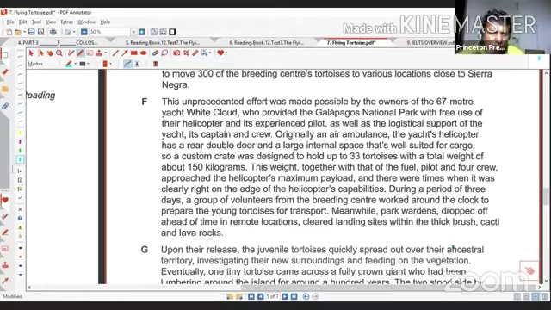Meanwhile, we're talking just about one idea. There's no 2 or 3 ideas, just one idea. Park wardens dropped off ahead of time in remote locations cleared landing sites within the thick brush, cacti and lava rocks. What are they talking about? Is it a preparation? Yes. What they did about the preparation, so let's see.